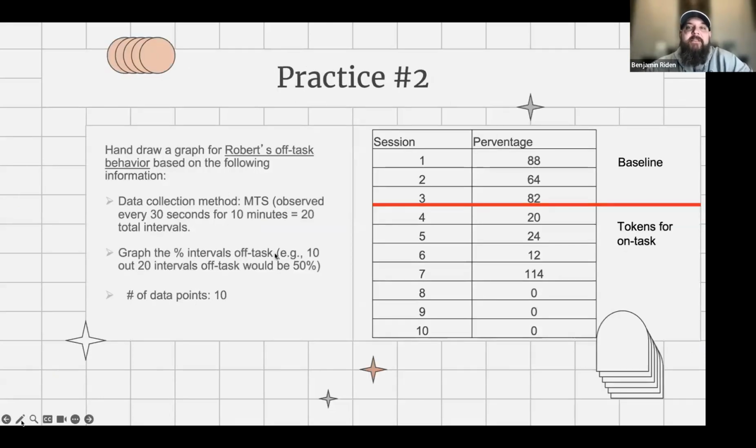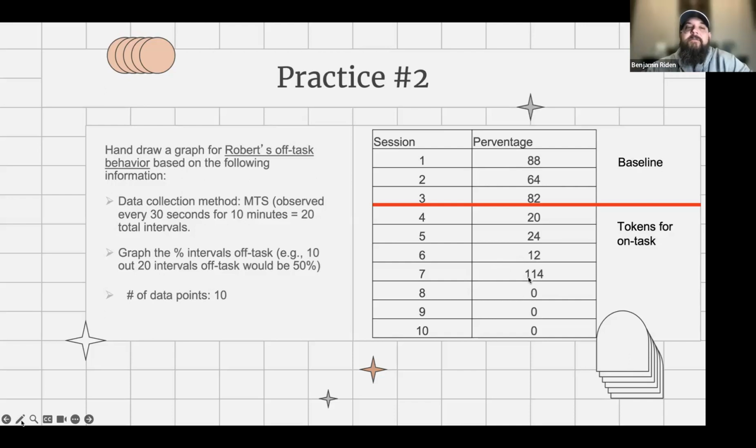Here is the next graph that you are going to create by hand. Hand draw a graph for Robert's off-task behavior based on the following information. The data collection method here was momentary time sampling. It was observed every 30 seconds for 10 minutes, which equals 20 total intervals during that time. You want to graph the percentage of intervals of off task. For example, 10 out of 20 intervals will be 50%. The number of data points is 10. As you can see, we have our baseline data here, and we have our tokens for on task here.